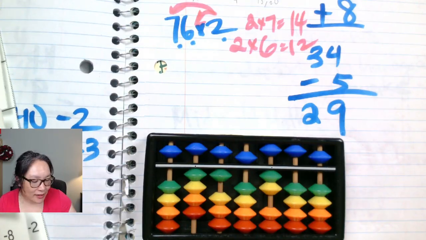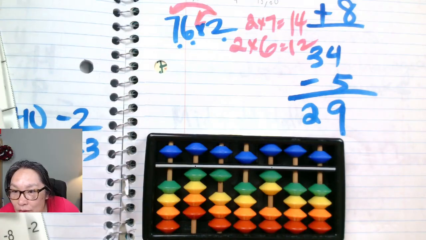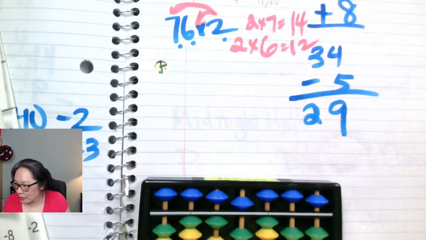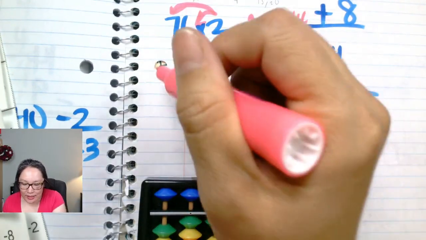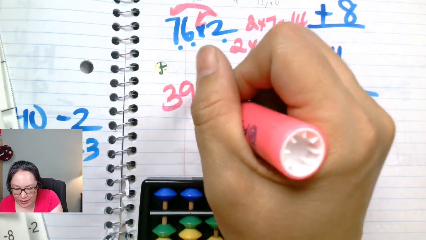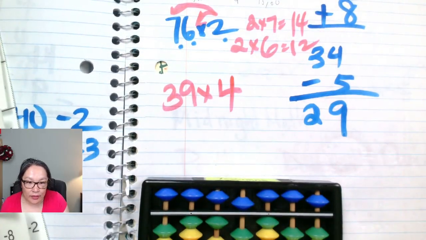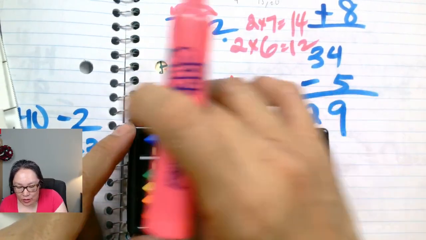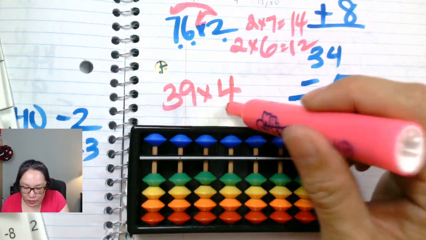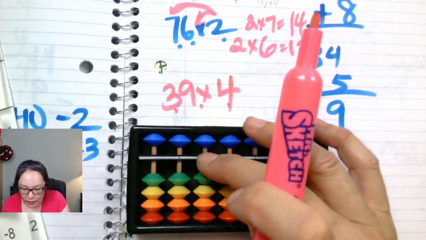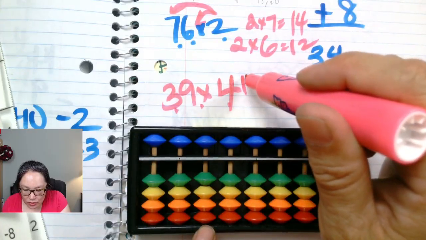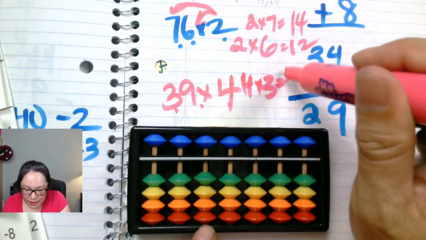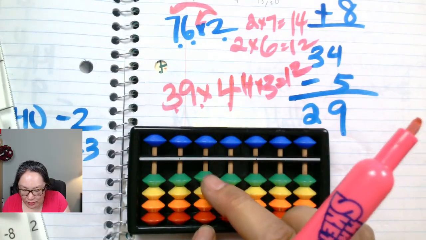You know what? Next time, we can do another one. Let's do 39 times 4. If we do 39 times 4, what are we going to do? We're going to count our digits: 1, 2, 3. We know 4 times 3 is equal to 12. I add my 1. I add my 2.